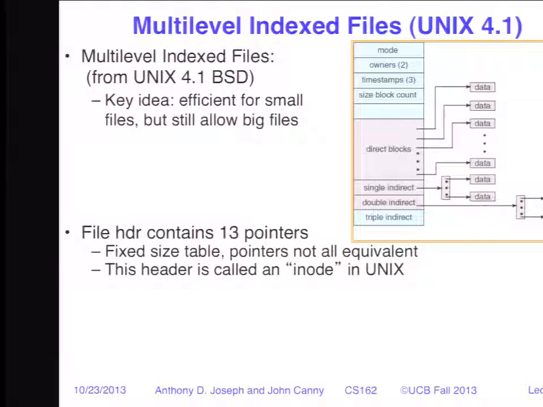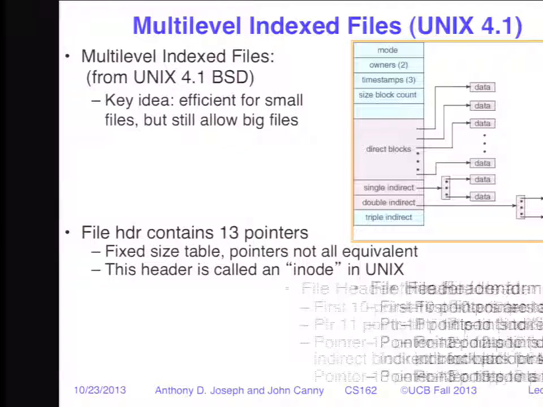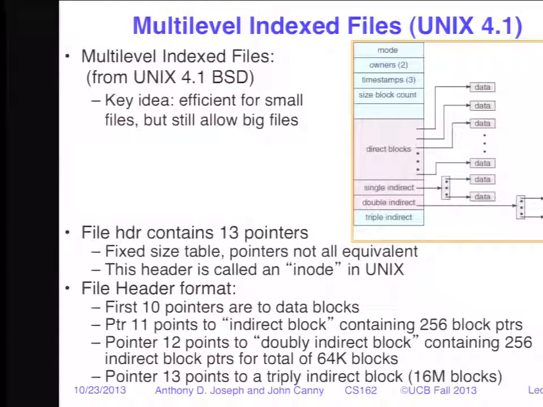Right? And these pointers here, this is a fixed size table, but not all these pointers are equivalent. In particular, the first 10 pointers here point directly to data blocks on the disk. Right? So these would be block IDs for blocks on the disk. The next pointer, this 11th pointer, is called a singly indirect pointer, and it points to a block of pointers to data blocks. That's why it's called a singly indirect, because there's one level of indirection. Right? So this gives us 256 more data blocks that we can reference.